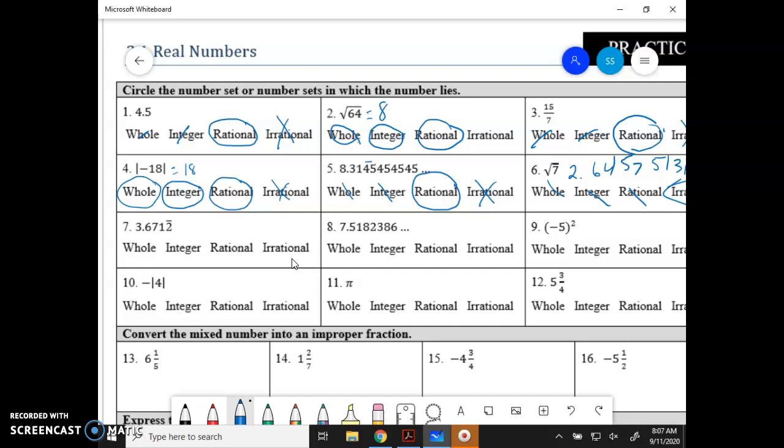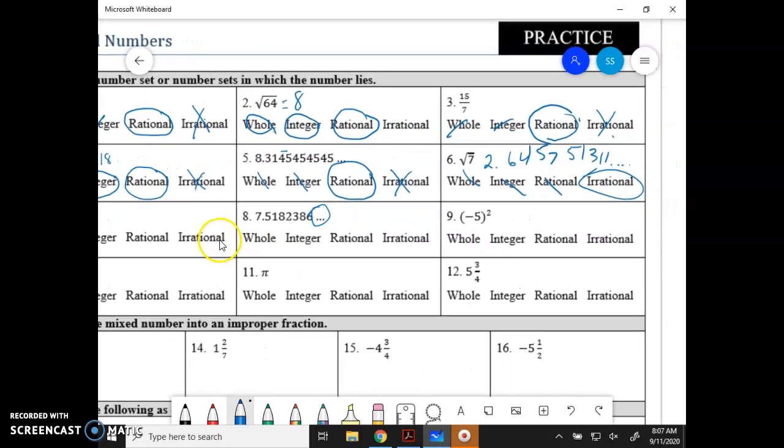Okay. All right. So number 7, we've gone over one like that. So I'll let you guys have that. The key there is the line on top. The key here is that these dots are there. Let's see. We'll do number 9. You guys can do 7 and 8 on your own.